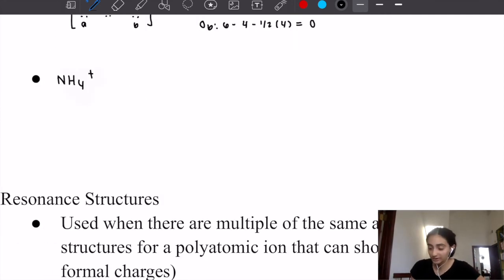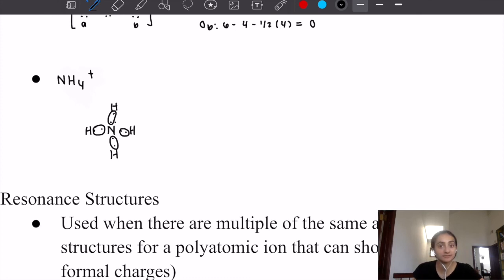Okay, so our next example is NH4+. So I'm going to draw nitrogen with 4 hydrogens around it. Nitrogen has 5 valence electrons. Each hydrogen has 1. And because this is a positively charged polyatomic ion, we're going to take away one electron. So we're going to start first by bonding them together. So we have 1, 2, 3, 4. And then we have one extra electron on nitrogen.